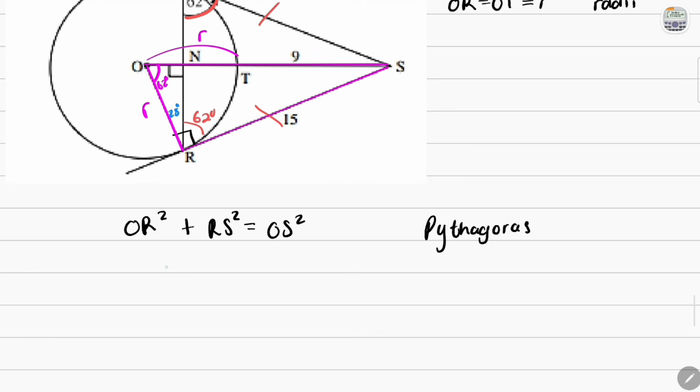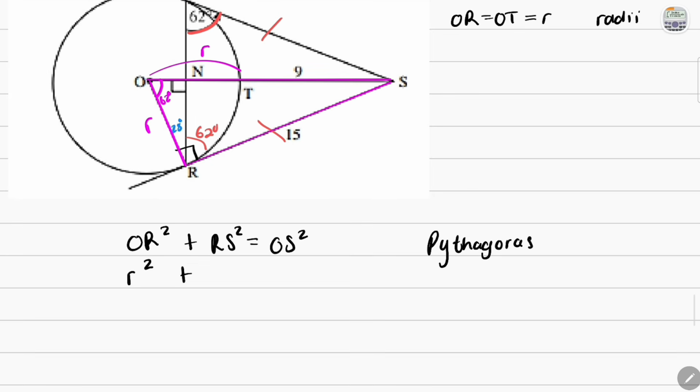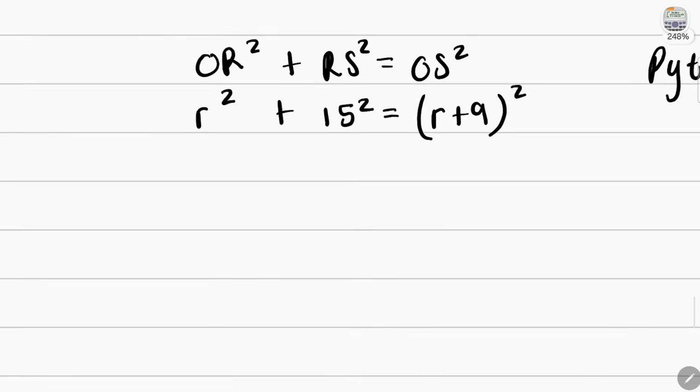Okay, and now OR is R. So that's just R squared. Plus RS is 15. So that's 15 squared. And then OS is actually made up of R plus 9 units. So that's R plus 9 all squared. And all we are doing is solving for R in this equation. Okay, so R squared and then 15 squared is 225 is equal to, and here we need to square that.